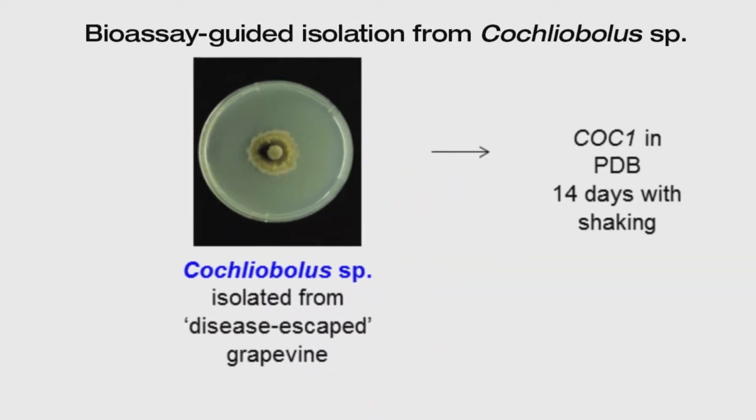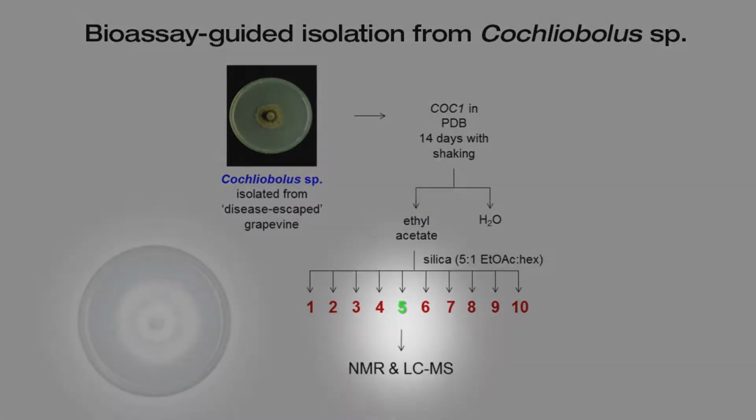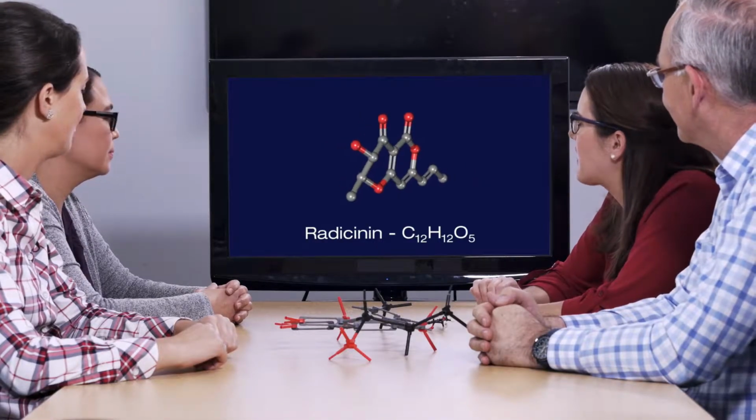We used a method called column chromatography, which essentially separated the compounds by polarity. We tested each of those 10 fractions, and somewhere in the middle tested positive for inhibiting Xylella. The major compound in that fraction was a known molecule. It's called rhodocinin.